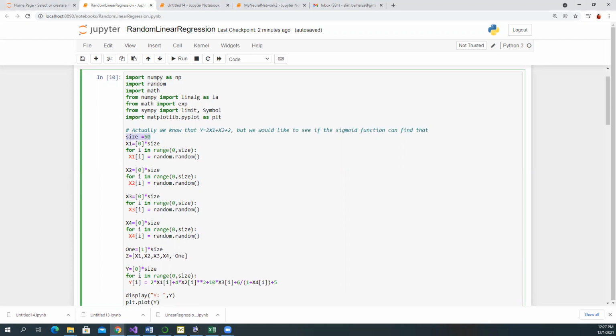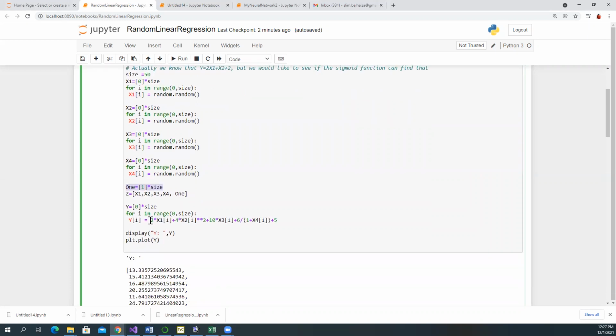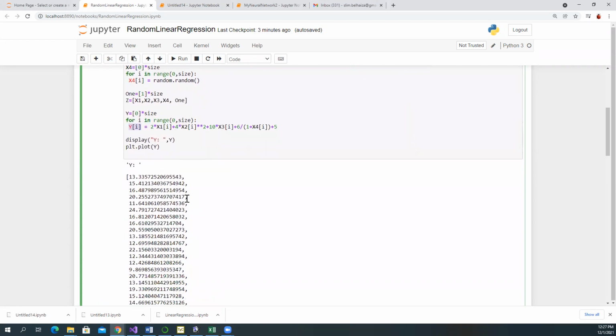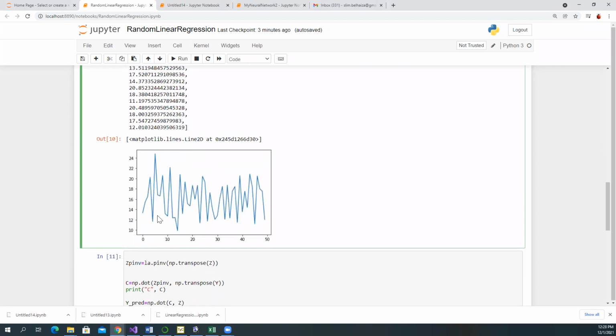Okay, so once I've generated my input, x1 to x4, I will pass them to z, which would contain all the input data with a vector of 1s. And I will use these inputs to compute my output, which will simulate the output we're trying to predict. Once I did this, I'm just displaying my output. So this is the signal or the output I'll be trying to predict.